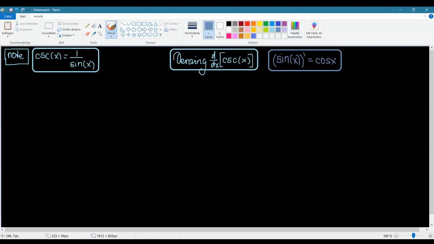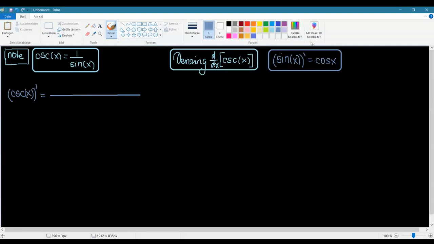Now, we're just going to apply the quotient rule to 1 over sine x, because we already know the derivative of sine x. So we're just going to write cosecant x prime equals. Okay, so now we are going to use the quotient rule, and it's going to be easy because the numerator only contains 1, right?